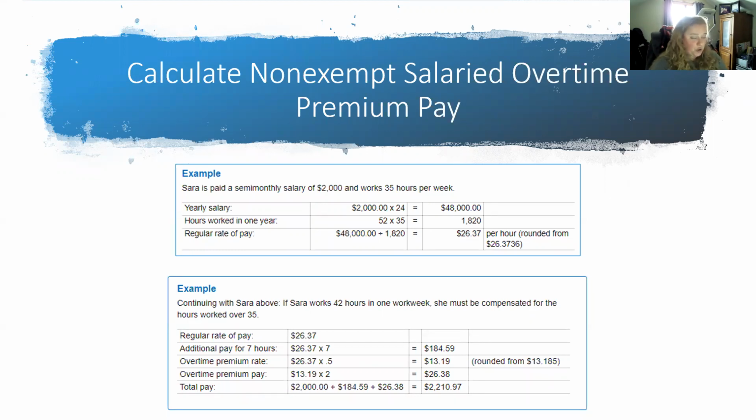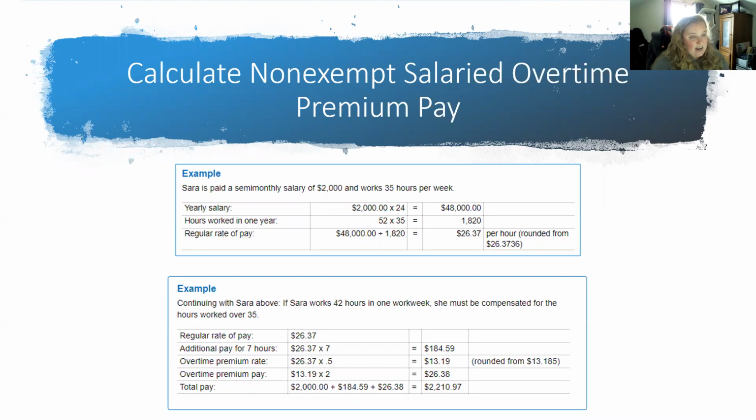$13.19 times 2. Now, the reason we're multiplying that by 2 is because it's only 2 hours that were over 40 in a week, because the law, the FLSA, says any hours worked over 40 in a week have to have overtime premium. So that's why we're only multiplying that by 2 hours. It's like a trick question. It is a very big trick question.